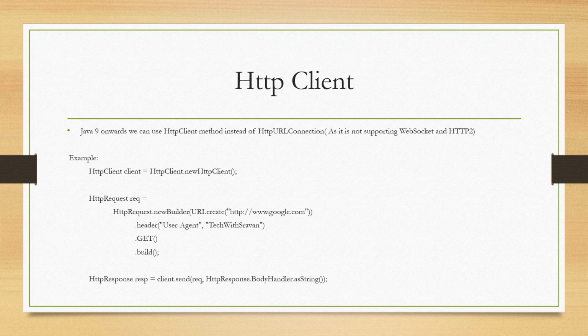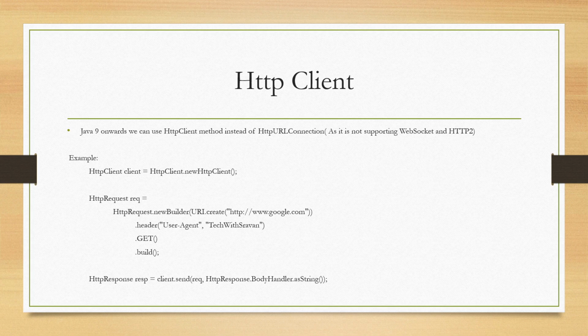If you see the example, I am creating the HttpClient object in the first line: HttpClient client equal to HttpClient.newHttpClient(). So here I am creating the client object. If you see the bottom line, client.send. It has the send method, which accepts two parameters, one is the HttpRequest and one is the HttpResponse handler.